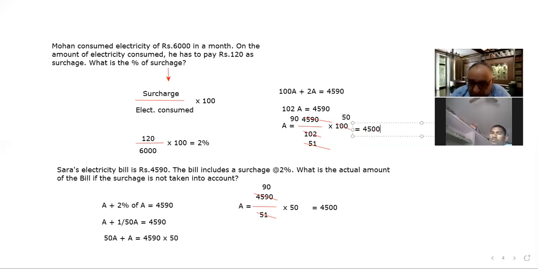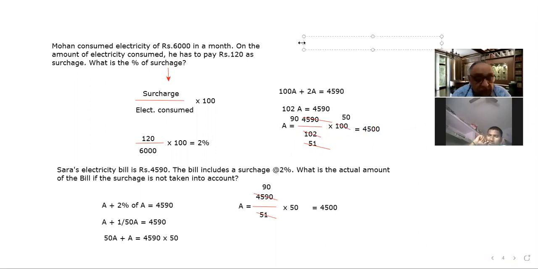Harshita, is it clear better? Okay, so we have assumed the bill as 100A. 2% of the 100A is tax which is included in that. So total bill becomes 102A. So 102A is equal to 4590 and we need to find A here. What is the value of A? And your bill is how much? 100A, right? So let me take it this way also.